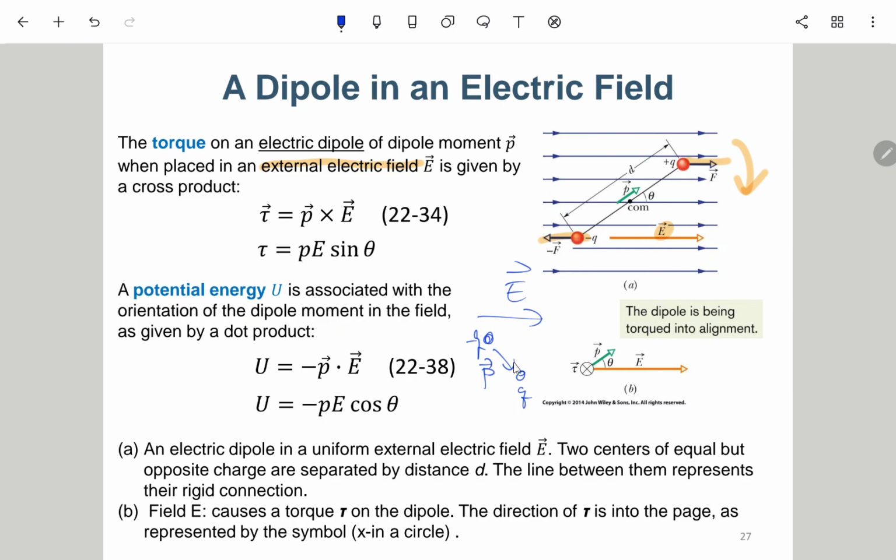Okay, so in such a way, F is pointing to the right side, this F is pointing to the left side. So in such a way, this is rotating counterclockwise.